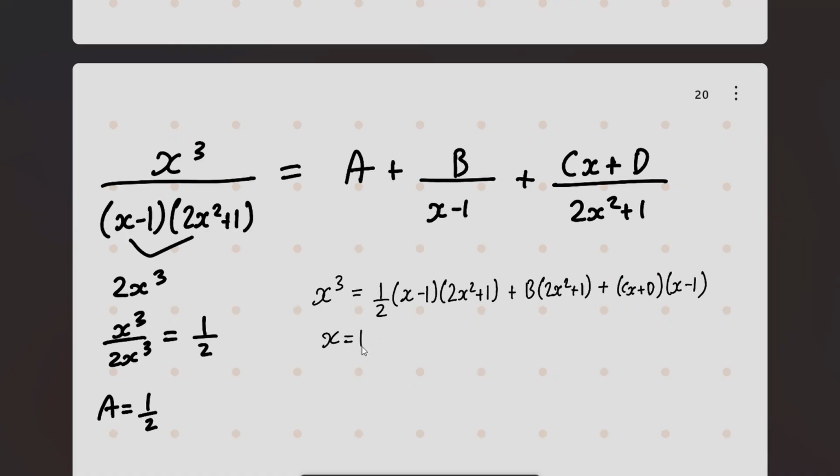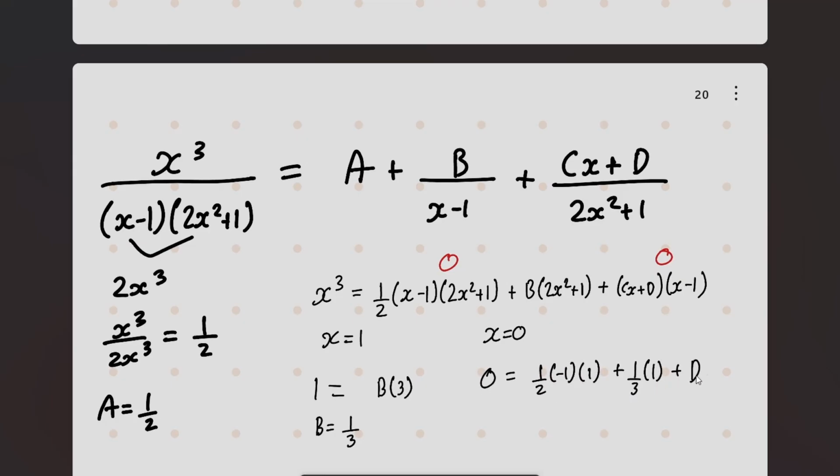Now you're going to have x is equal to 1. So you're going to cancel out this and that. So we have 1 is equal to d3. So your value of b is equal to 1 over 3. And now we're going to take x is equal to 0 to remove this. So now we'll have 0 is equal to 1 over 2 times negative 1, plus b, which is 1 over 3 times 1, and plus d, which is negative 1. And now you're going to get d is equal to negative 1 over 6.